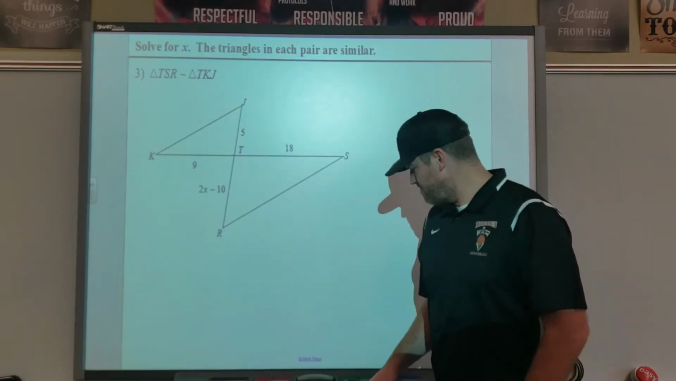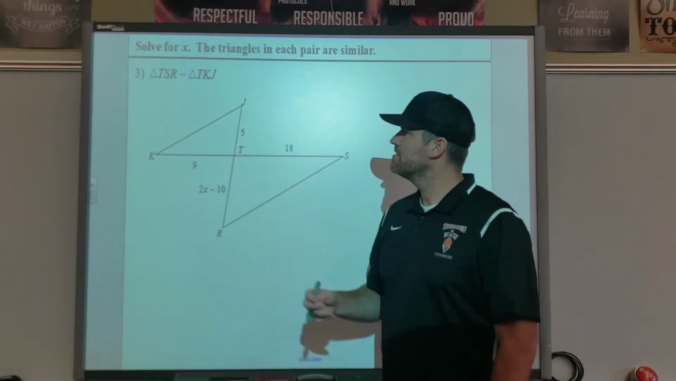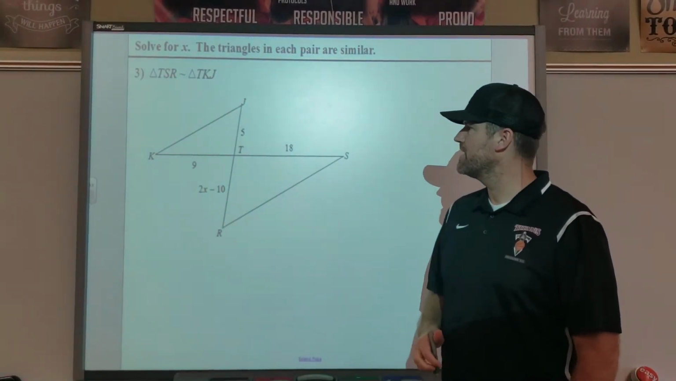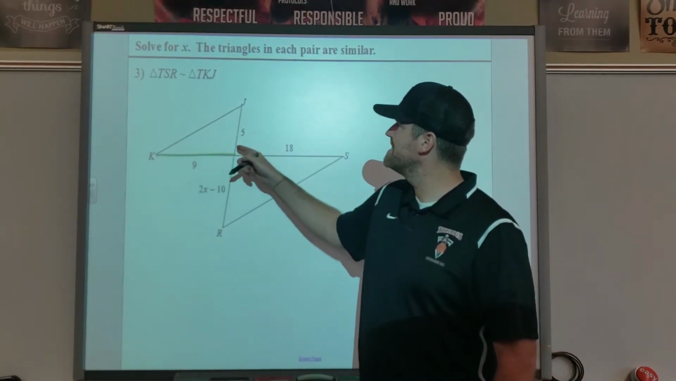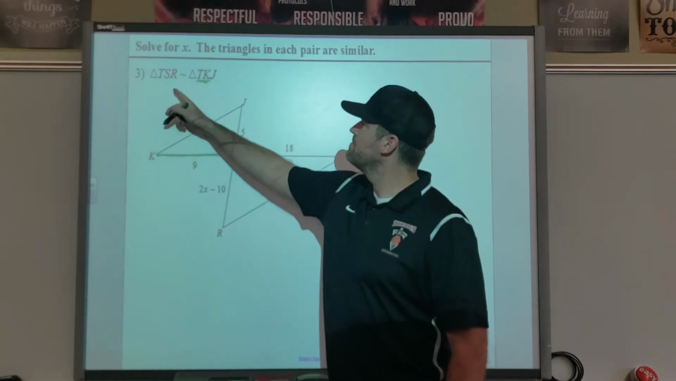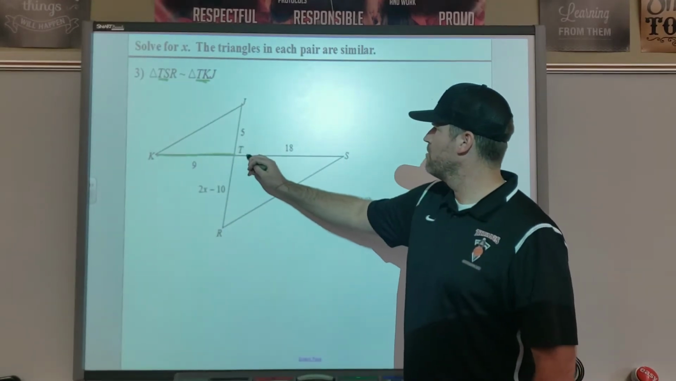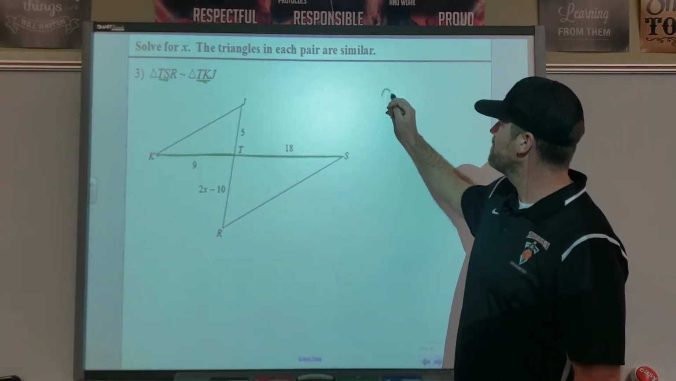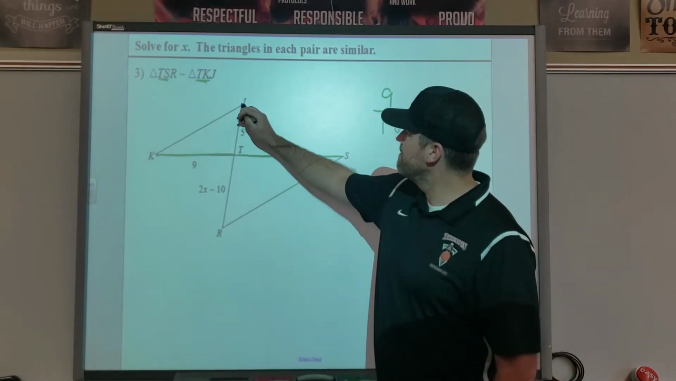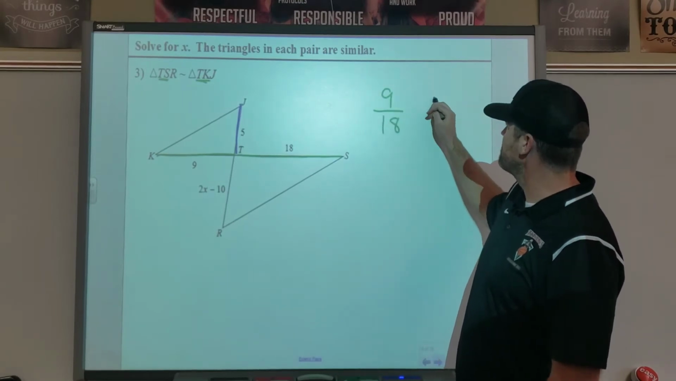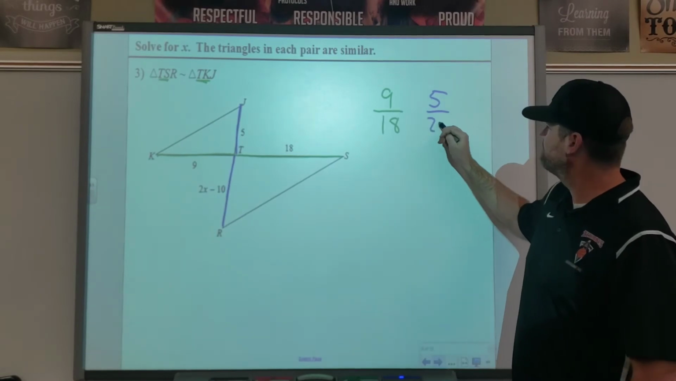Okay, this one, it might be kind of hard to tell when you look at it to know which sides go together, right? So I'm going to use my similarity statement again. If I decide to start with 9, which is side KT, I need to match that up with the corresponding side ST. So those two sides go together. So maybe I'll do 9 over 18. And then 5, that's the same triangle as 9, so I'm going to start with that on top, is going to go with the 2x minus 10.